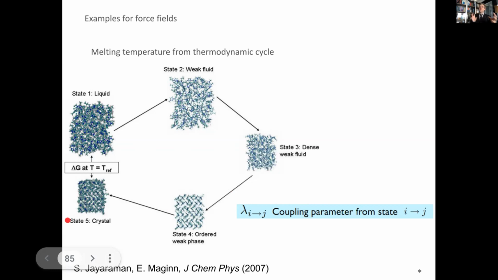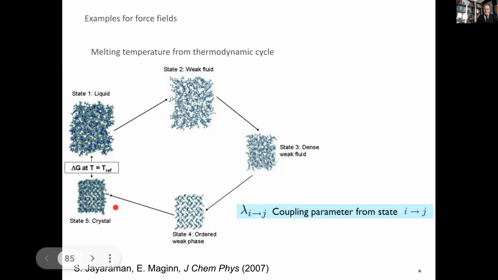Now, you see we are doing something like alchemy, right? We are going into interaction regions which have nothing to do with reality. Weakly interacting molecules, what is that supposed to be? So this is not something you could ever measure experimentally. But what you can do is integrate the free energy derivatives along these paths, along each path, going from one state to the next.